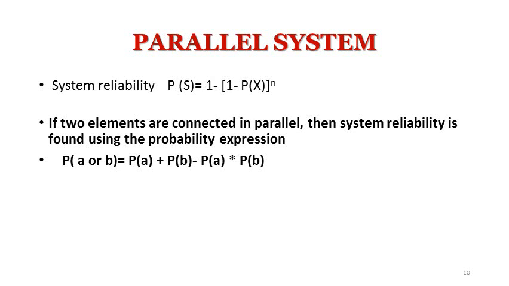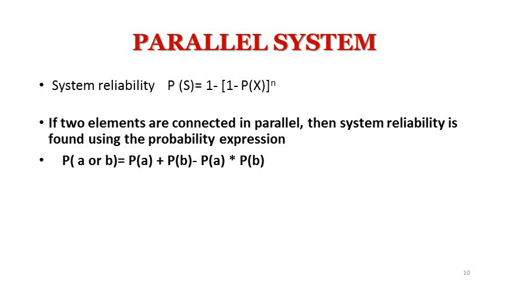So what will be the system reliability? System reliability PS will be equal to 1 minus, in bracket, 1 minus P of x, all raised to n, where P of x is the probability of x. In terms of reliability, the system reliability will be equal to 1 minus, in bracket, 1 minus the reliability of the individual component, all raised to n.